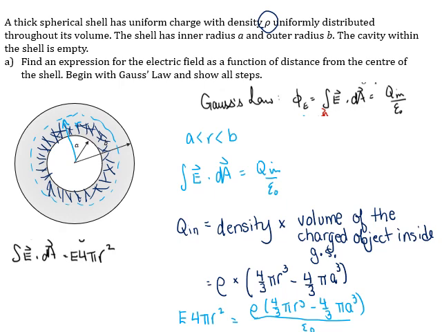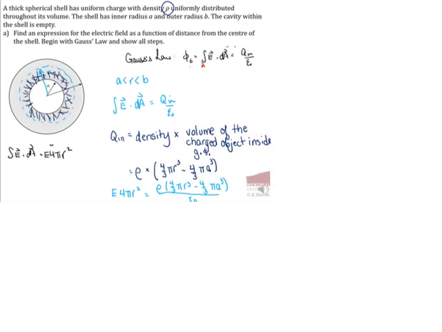Okay, there's close to our answer. Now we want to solve for E. I think first I'll try and simplify my algebra a little bit by taking my 4/3 pi outside. So I've got rho times 4/3 pi times r cubed minus a cubed, all divided by epsilon naught. Now I'll divide both sides by 4 pi r squared. So E is equal to rho times 4/3 pi divided by epsilon naught.